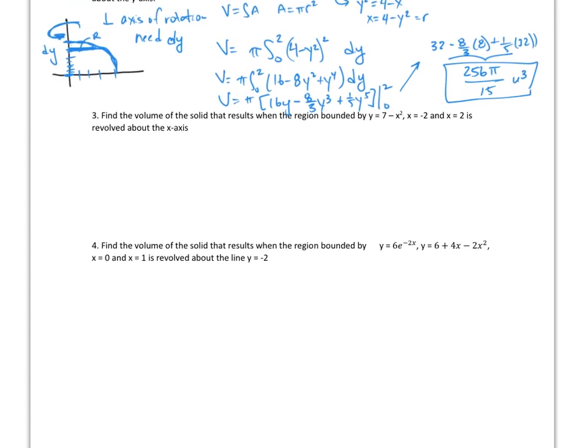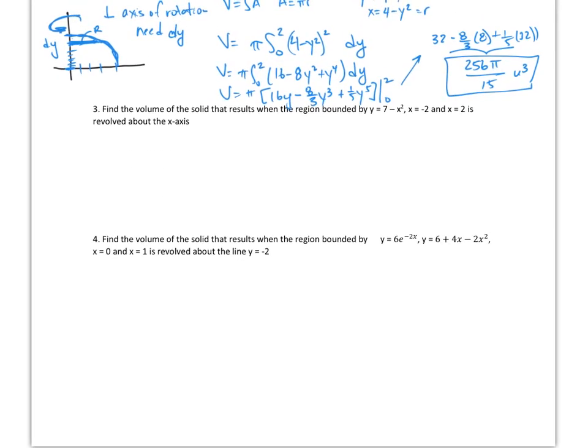Let's slide this up. This one, find the volume of the solid that results when the region bounded by y equals 7 minus x squared, x equals negative 2, x equals 2 is revolved about the x-axis. So we're back around the x-axis again. Let's go ahead and graph this. This time, this is going to look a little bit different.